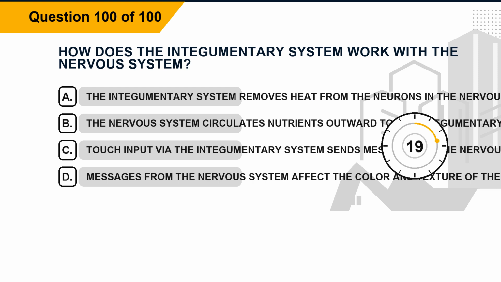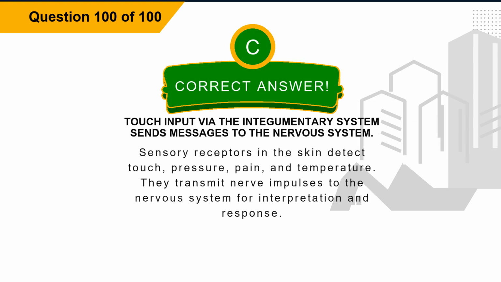Question 100. How does the integumentary system work with the nervous system? Option A, the integumentary system removes heat from the neurons in the nervous system. Option B, the nervous system circulates nutrients outward to the integumentary system. Option C, touch input via the integumentary system sends messages to the nervous system. Option D, messages from the nervous system affect the color and texture of the skin. The correct answer is option C. Touch input via the integumentary system sends messages to the nervous system. Explanation: sensory receptors in the skin detect touch, pressure, pain, and temperature. They transmit nerve impulses to the nervous system for interpretation and response.